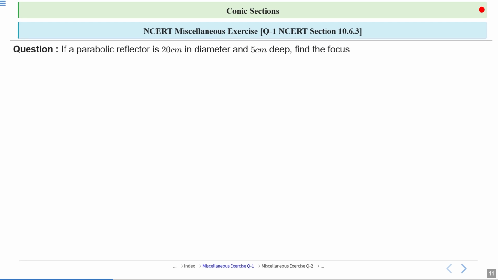Now we will discuss the NCERT miscellaneous exercise. So look at question number 1. First read the question very carefully. In this question we have: if a parabolic reflector is 20 centimeter in diameter and 5 centimeter deep, then find the focus. So how would you approach this question? First think about this. We have to find the focus of the parabolic reflector. So let's solve this question step by step.